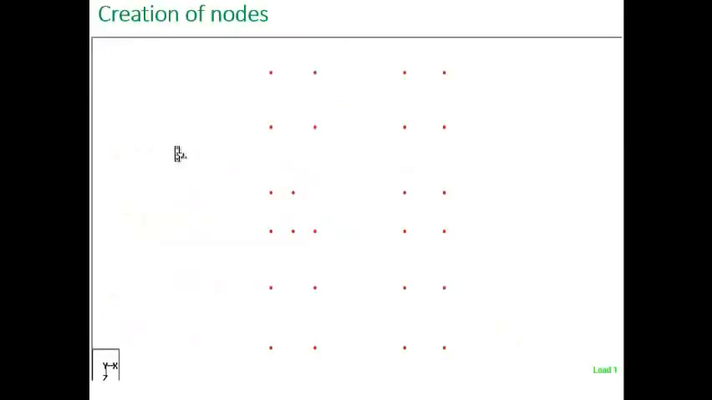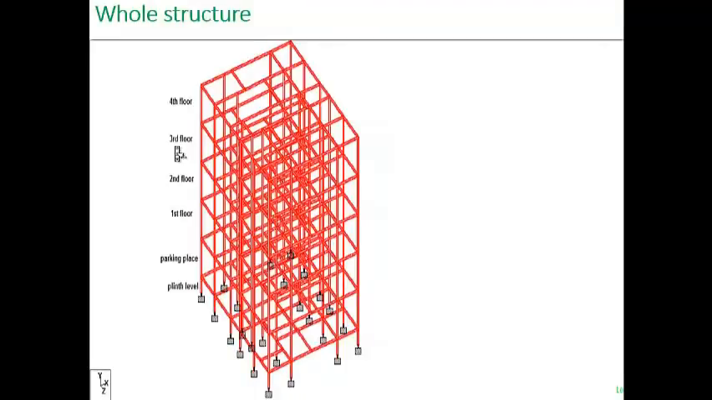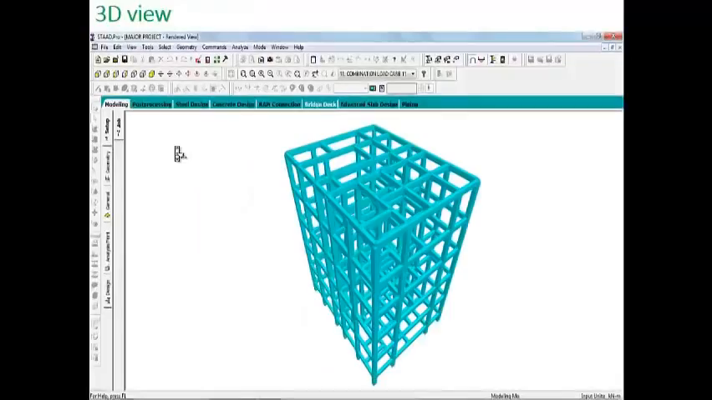This is the figure showing how to create the nodes in the STAAD. This is the top view design in the STAAD. This is the picture of the whole structure after the generation of the model using the STAAD. It comprises a G plus 4 building. This is a 3D view of the structure created in the STAAD.